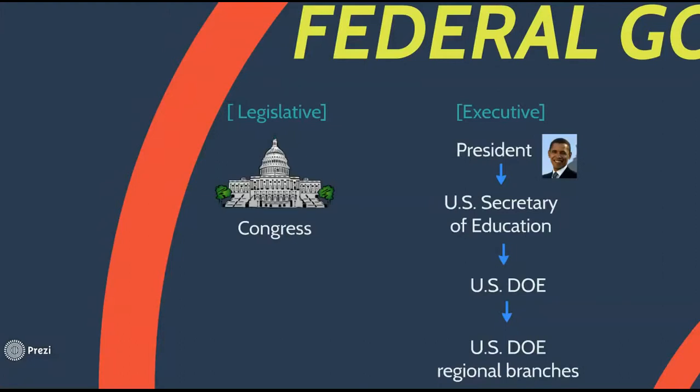The Secretary of Education is in charge of overseeing the U.S. Department of Education. The Department of Education, or DOE, helps to create school regulations, enforces state compliance of federal laws, and provides federal funding to schools. If schools want to continue to receive federal funding, they must follow all federal laws and standards. Under the U.S. Department of Education are regional branches. They help to make sure federal regulations are followed by schools accepting federal funds in different regions of the country.